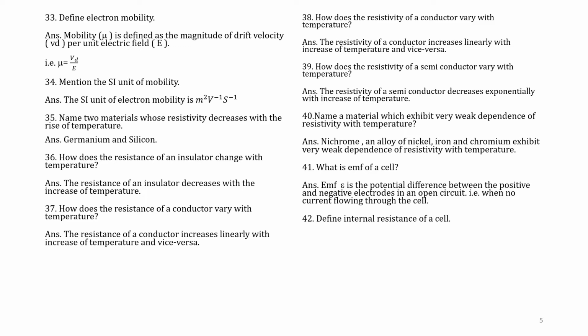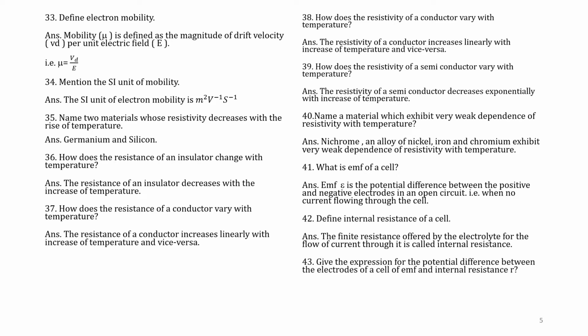Define internal resistance of a cell. The finite resistance offered by electrolyte for the flow of current through it is called internal resistance. That is, the resistance of electrolyte in the cell constitutes the internal resistance.